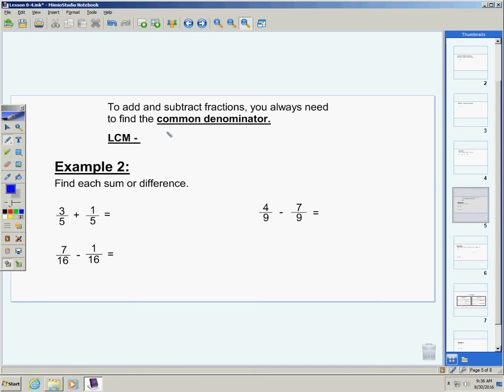So looking at this example, just a quick reminder, to add and subtract fractions, you always need to find the common denominator. Remember, the denominator is the bottom number of a fraction. And we talked about this a little bit earlier, LCM, the least common multiple. Remember, that's what that stands for.